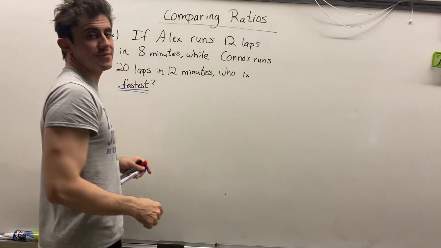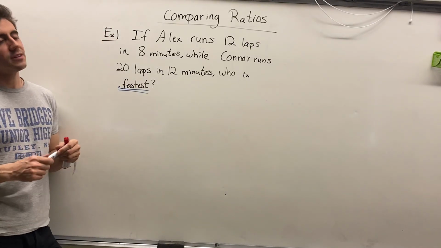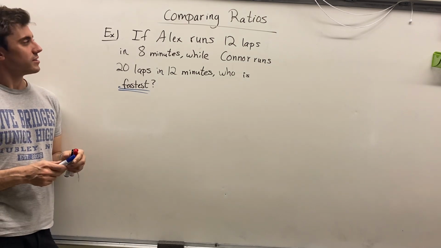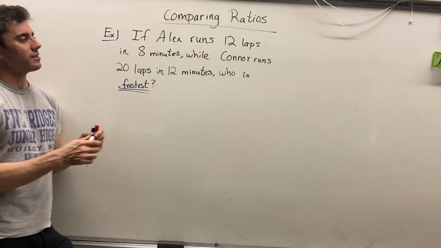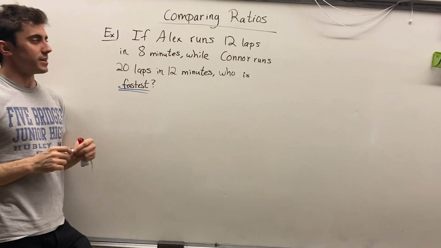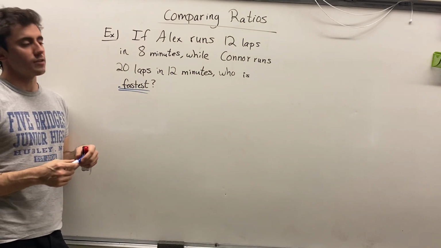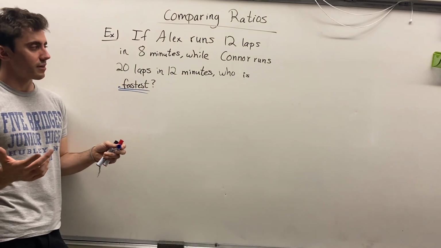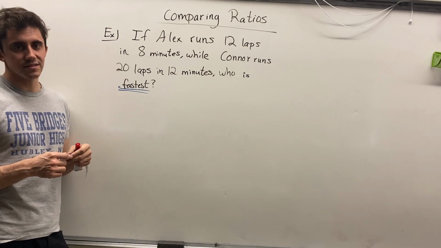Good afternoon, everyone. Today we're going to do a video on comparing ratios, and this will be out of the grade 8 math curriculum. So here's our situation. We have Alex that runs 12 laps in 8 minutes, while Connor runs 20 laps in 12 minutes. And so we're being asked to find out who is the fastest, okay?